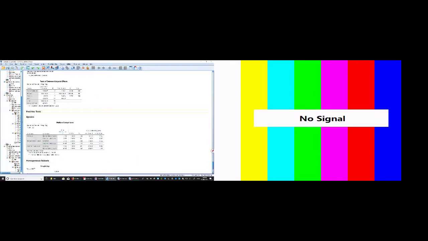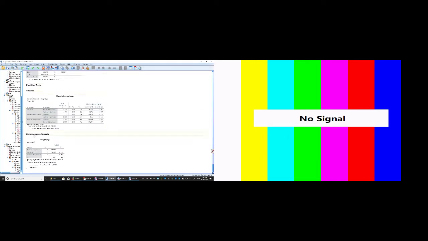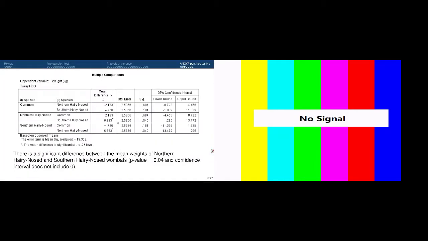So continue. Okay, and now when we run the ANOVA, we get some post hoc output, and there's two different lots of output here. In total there's three different ways to look for a difference in the groups, and you can use any one that you think is easiest. So here, this is the first one that comes out. This is the multiple comparisons.